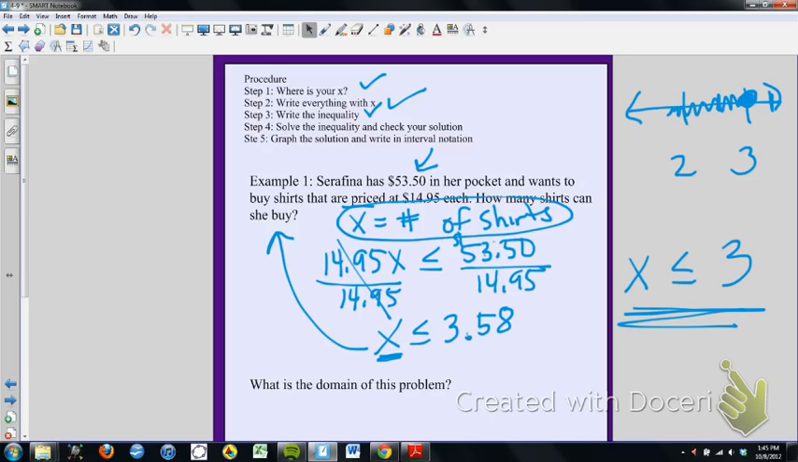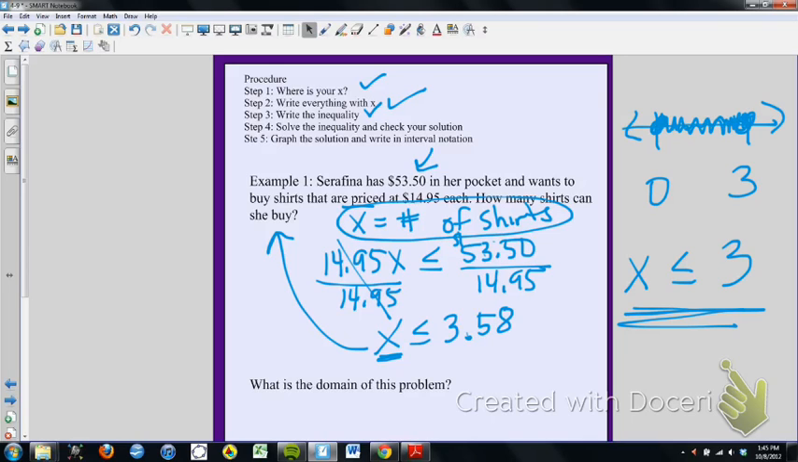Then actually there's an implied lower bound to this, which is 0. So x has to be between 0 and 3, and it has to be integer values. So let's write that down: 0, 3. You can buy 0 shirts, so you can include that value of 0, and you can buy 3 shirts, so you can include that value of 3. So I graph my inequality, and interval notation means I can go from 0 to 3.